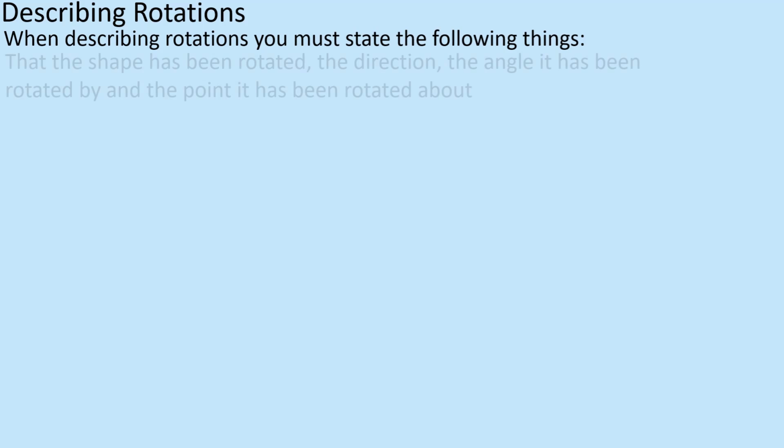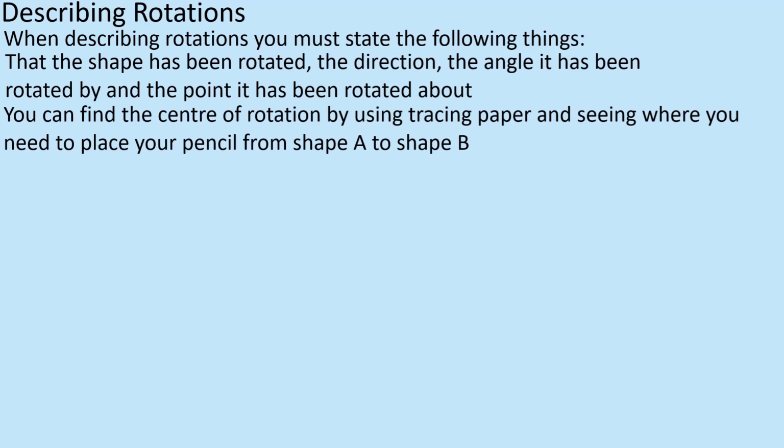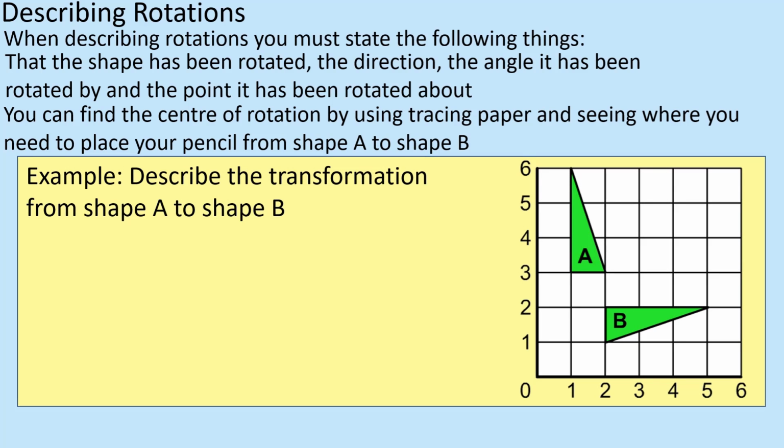So describing rotations. First things first, you need to know that it's been rotated. That's your job. So you need to look at it and think, has it been rotated or not? Looking at this one, hopefully you can see that it's not moved, because there are only a few options in terms of transformations. It's either been translated, reflected, rotated, or enlarged. It's not enlarged, it's not changed shape at all. It doesn't look like it's been reflected. I would struggle to find a reflection line in there. It's certainly not just moved, which would be translated, so it has been rotated.